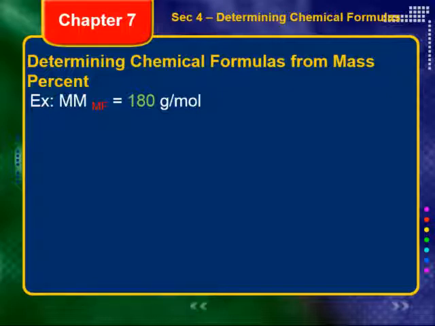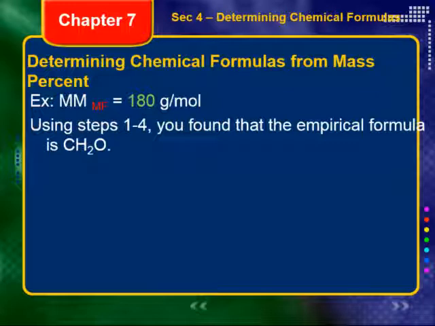So, molar mass for the molecular formula. That's what that subscript MF means, molecular formula. The molar mass for the molecular formula here is 180 grams per mole. If you had used steps 1 through 4, you would have found that the empirical formula is CH2O. And by the way, we're looking at a different compound right now. We're not looking at the NaClO4. We're doing a completely different problem right now.